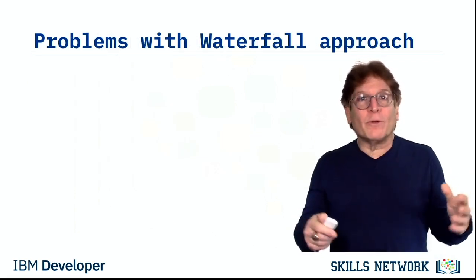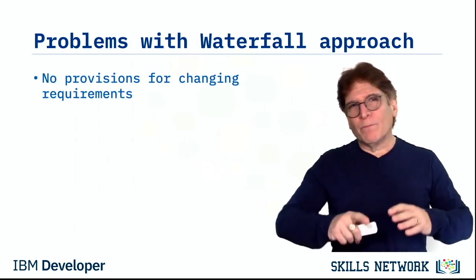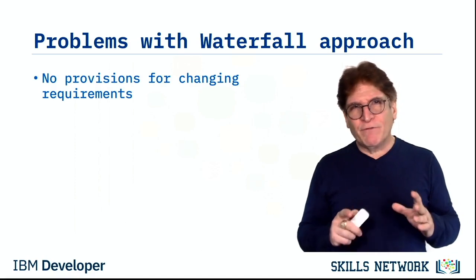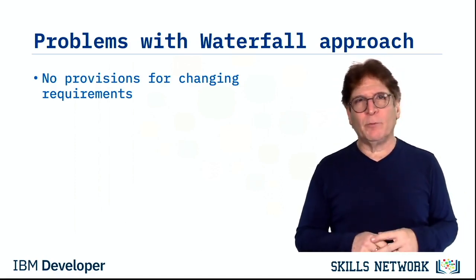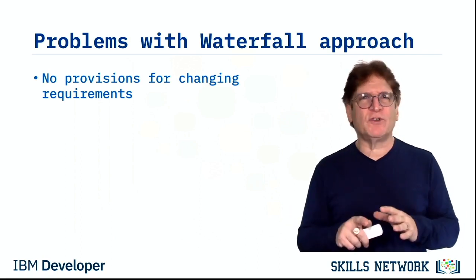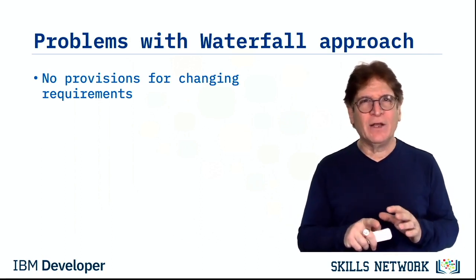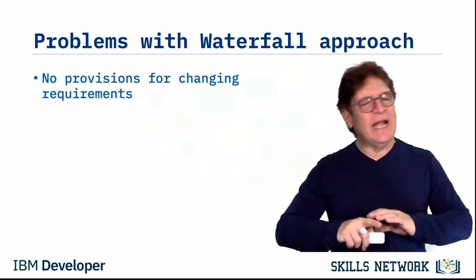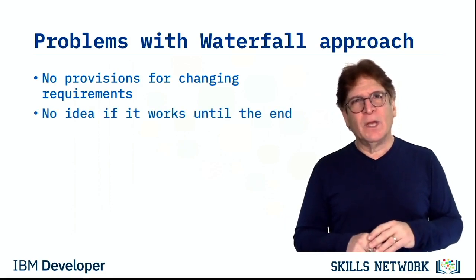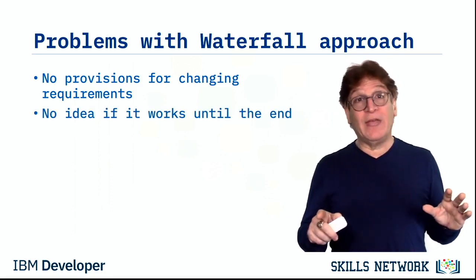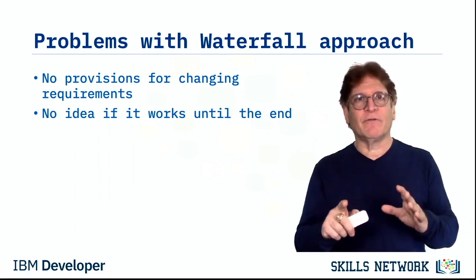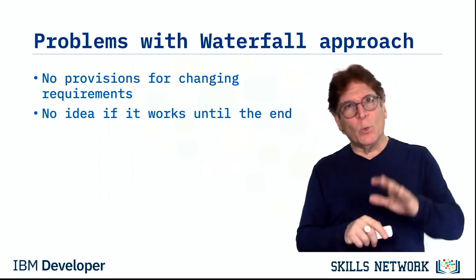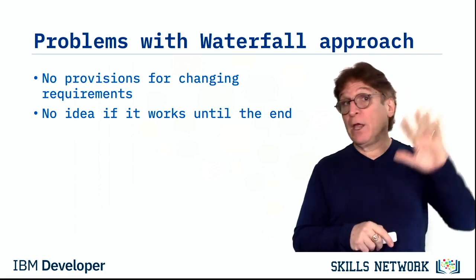So what's wrong with this approach? Well, there's no provision for change. Every phase has entrance and exit criteria. When one phase ends, the next one begins. And there's just no provision for going back and changing the design or changing the requirements or anything like that. Another problem is you don't know if it works until the end. There is no intermediate delivery. Nothing is delivered until that last step when we give it to the operations team and say, go deliver the thing to production.